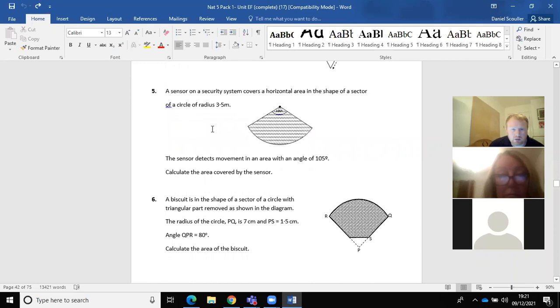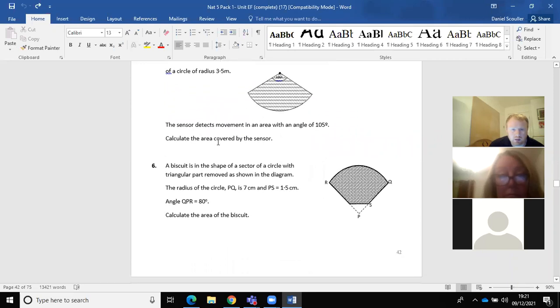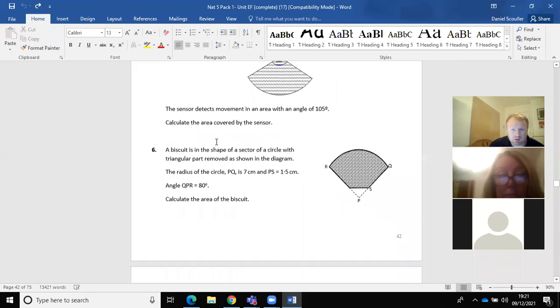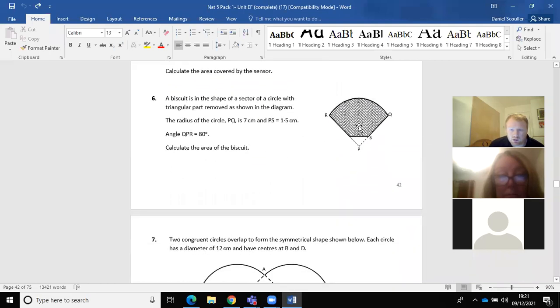So sensor security covers blah blah blah. Calculate the area. Well, that's nice and easy. This one jumped out at me. I don't think we've got the knowledge yet to do 6. So just take a wee note of question 6. I don't think we should be able to do that because we've not covered how we would find the area of this wee triangle yet. So avoid question 6.